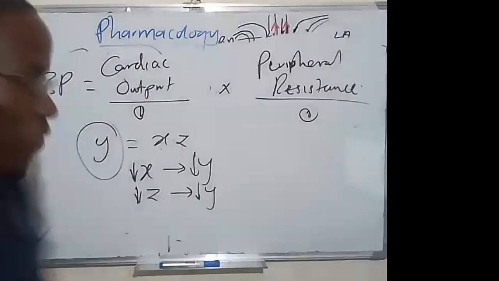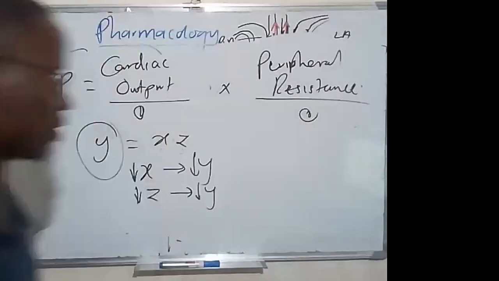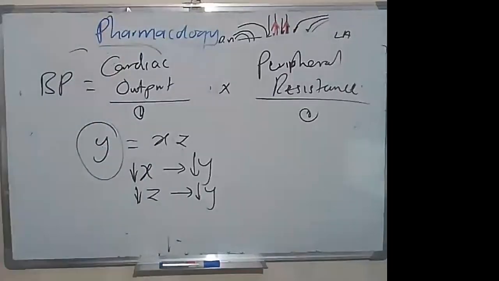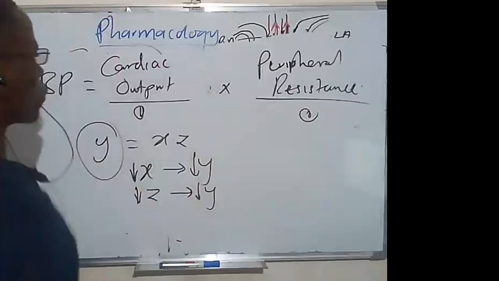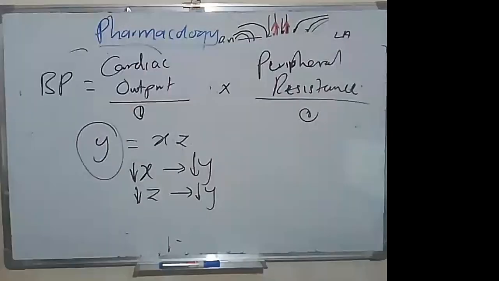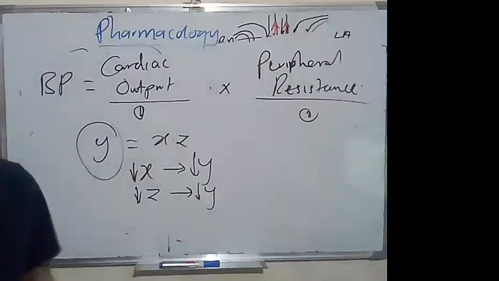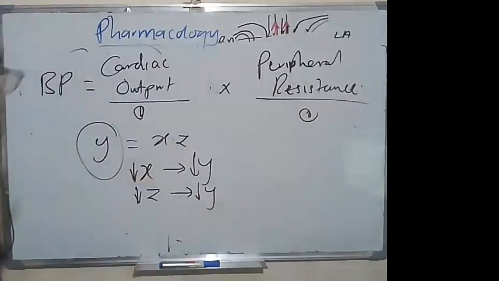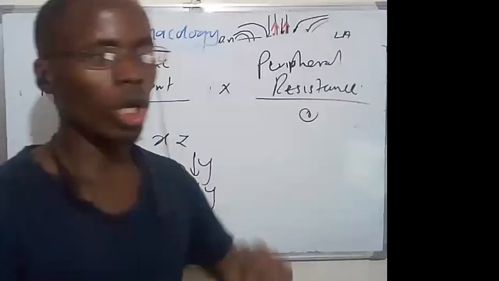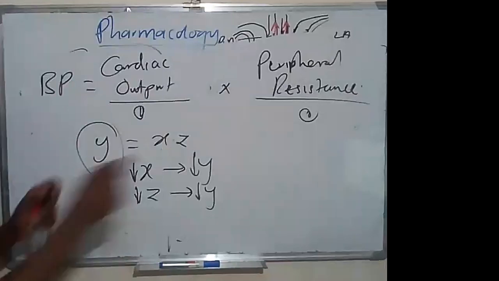Now, it's a similar thing. We're saying that blood pressure is directly proportional to cardiac output as well as directly proportional to what? Peripheral vascular resistance. That means that if we increase cardiac output, we are increasing blood pressure. If we increase peripheral vascular resistance, we are increasing blood pressure. If we reduce any of them, or both of them, we are reducing blood pressure. So even when you look at treatment of hypertension, basically we are going to try to work around these things.